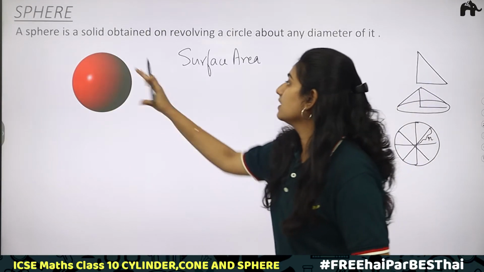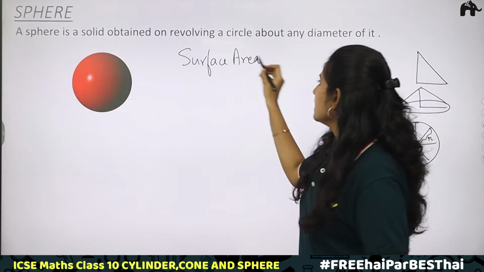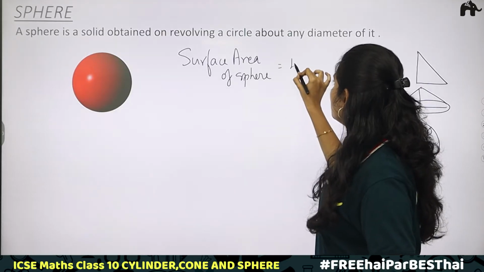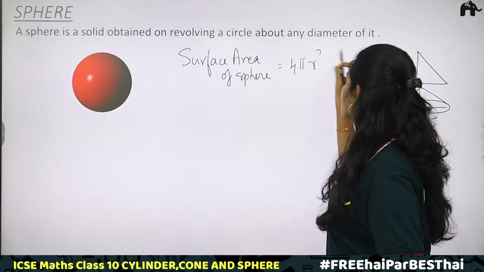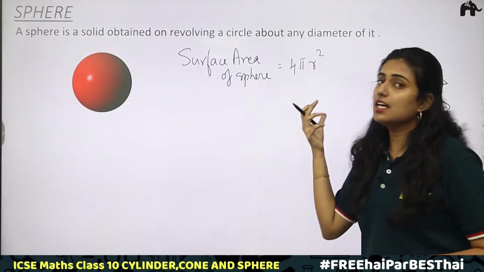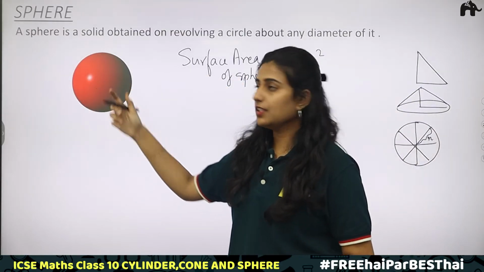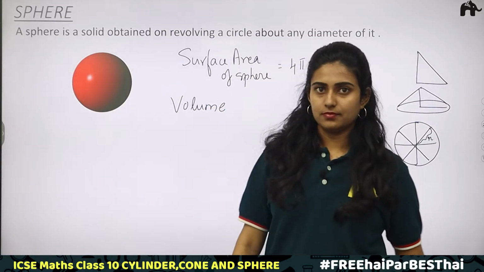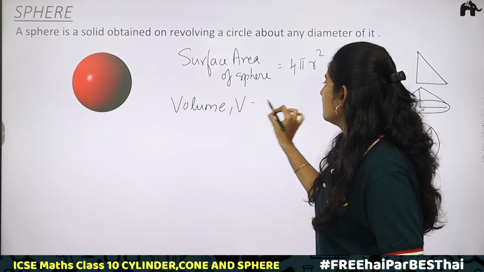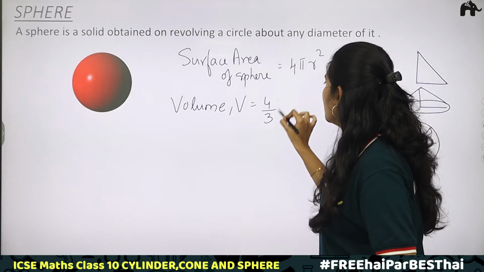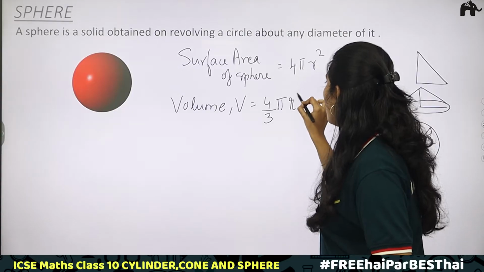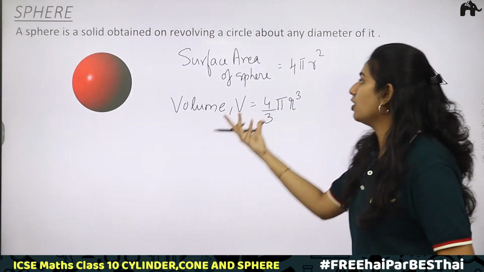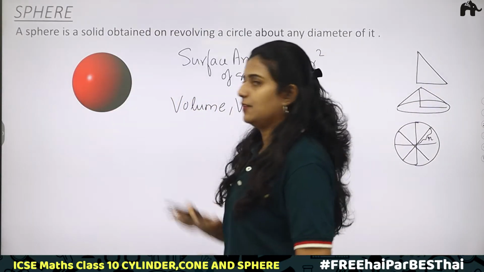So in order to get the surface area, the formula is: surface area of sphere is equal to 4 pi r square, where r is the radius of the sphere. Next is volume. How to find the volume? The formula is V is equal to 4 by 3 pi r cube. 4 by 3 pi r cube is the formula to find the volume of a sphere.